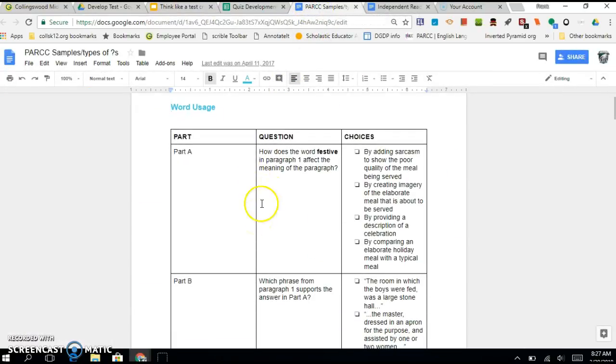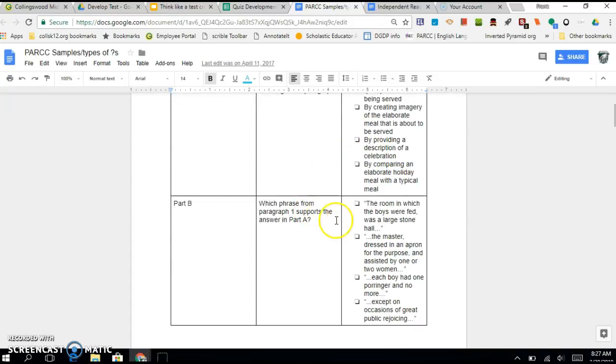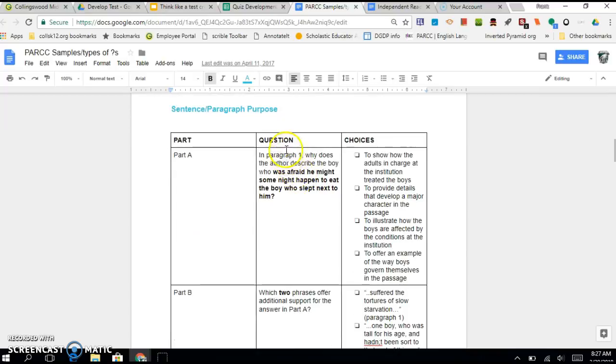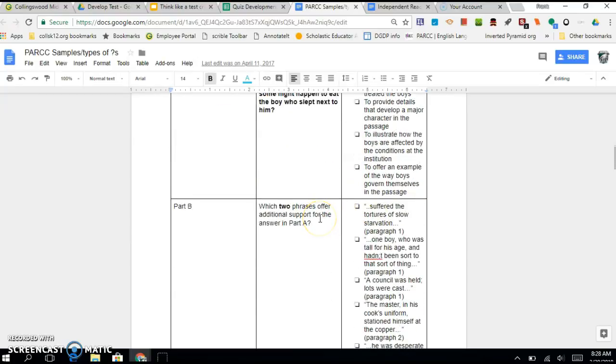All right, word usage. Here's an example. How does the word festive affect the meaning of the paragraph? Sarcasm, is it imagery? Is it given a description? All right, and then what evidence supports that? Sentence, paragraph purpose. Again, you can go back and look at these. Why does the author describe the boy who was afraid? What was the purpose of that paragraph? Come up with some answers. What two phrases support that?